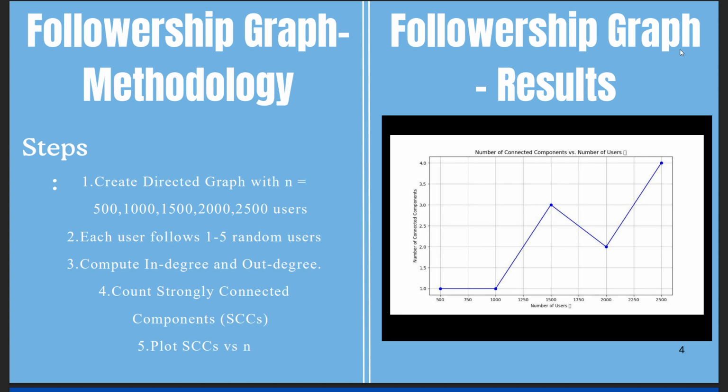The plot shows that as the number of users increases, the SCC count also increases. This means larger networks naturally create more tightly connected subgroups, where each user can reach the others. It reflects how real social networks become more complex as they scale up.